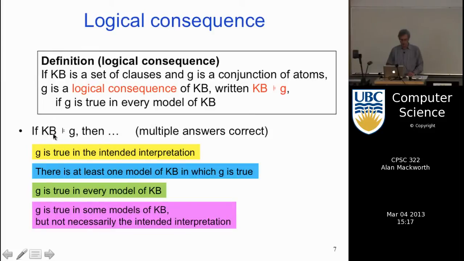So if this holds, which of these four possibilities hold? Maybe more than one answer is correct. Is it true that G isn't true in the intended interpretation? Is it true there's at least one model of KB in which G is true? Is it true that G is true in every model of KB? Is it true that G is true in some models of KB, but not necessarily the intended interpretation?